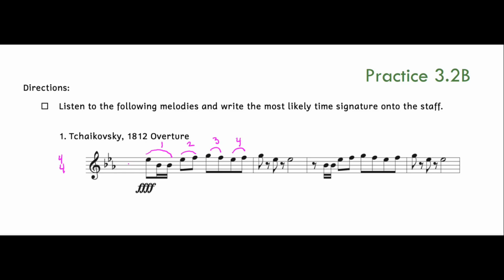Tchaikovsky chose to write common time. Now, if you did do 2/2 or cut time, those would be acceptable as well because the tempo is pretty fast for this one. Tempo refers to the speed, so the speed is pretty fast for this one. Let's go ahead and try number 2.